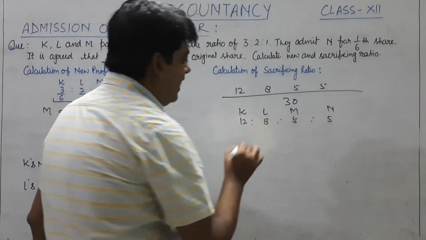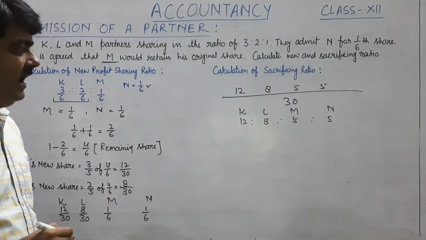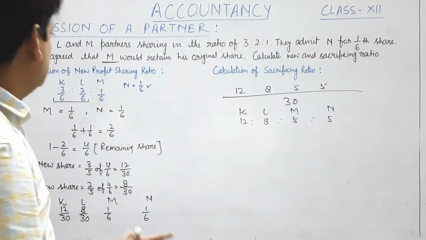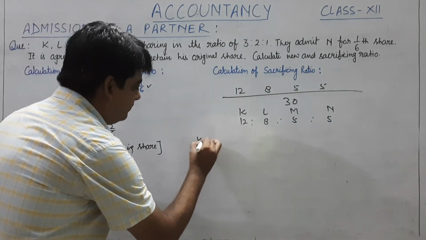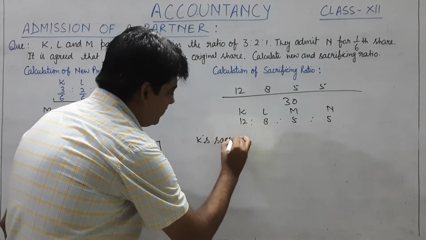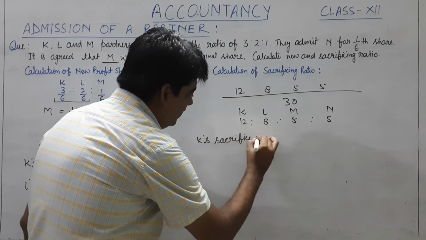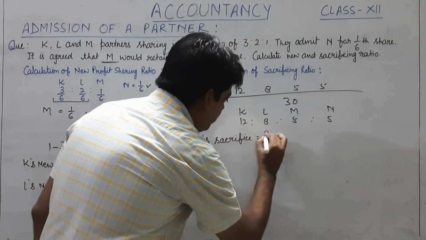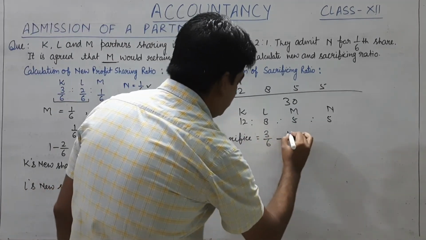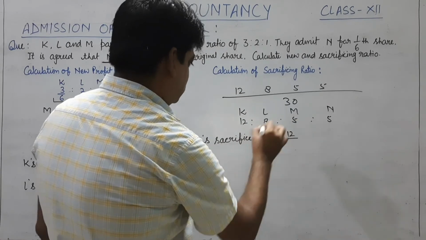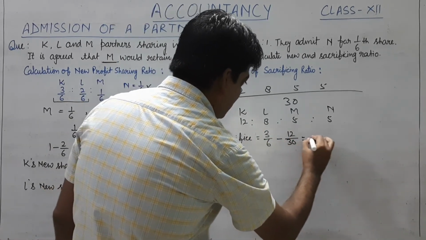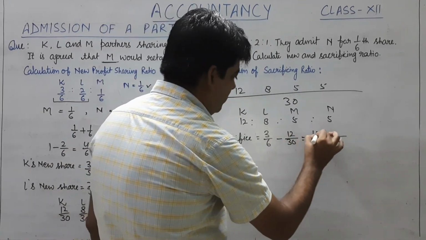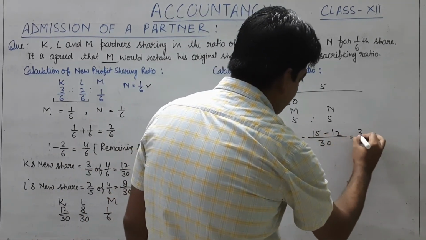So K, L, M and N, their new profit sharing ratio will be 12:8:5:5. Now we have to calculate their sacrificing ratio, and very simply we will apply the formula, that is old minus new. So we will calculate K's sacrifice, old minus new. K's old was 3/6 and new is 12/30. And once again we will take LCM, that will come 30. 6 5s are 30, 5 3s are 15. 15 minus 12, it will come 3/30.